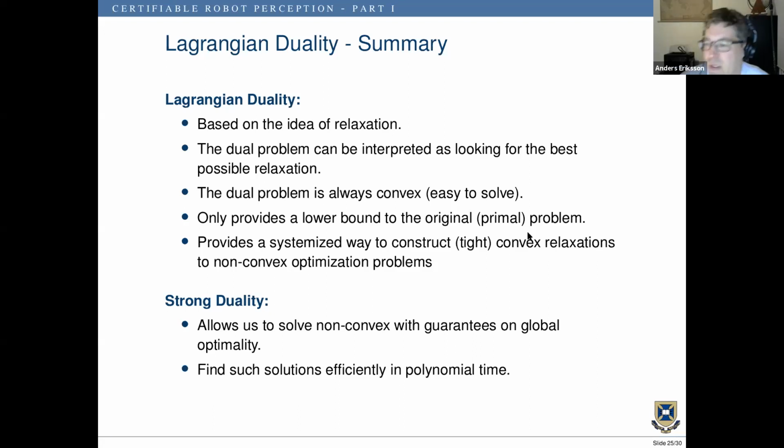In addition to that, if we have strong duality, if we can show that that property holds, it then also allows us to solve non-convex problems with guarantees on global optimality. And you can find such solutions and do it efficiently.